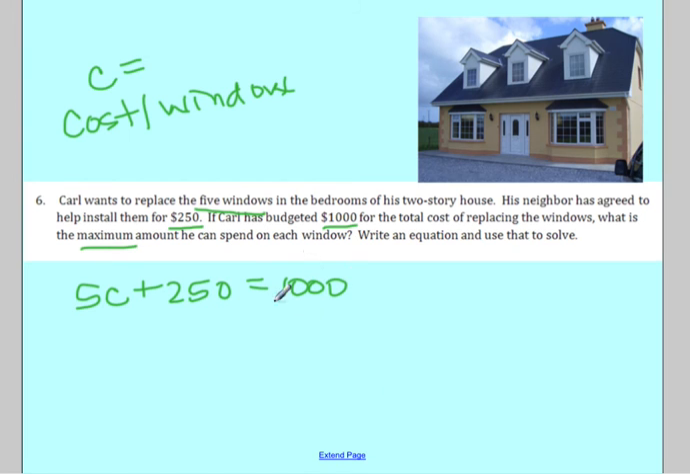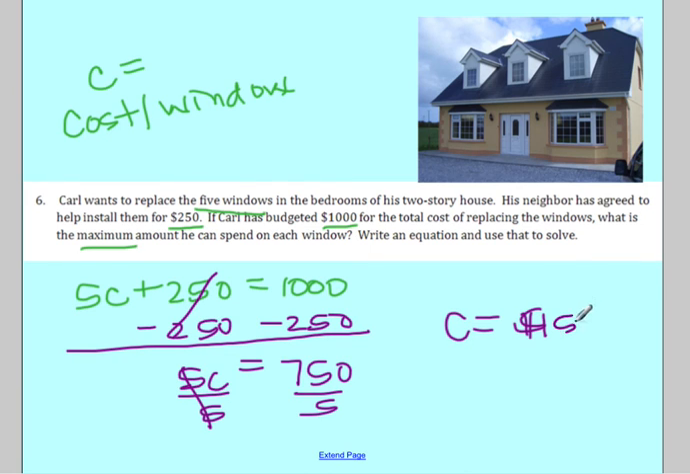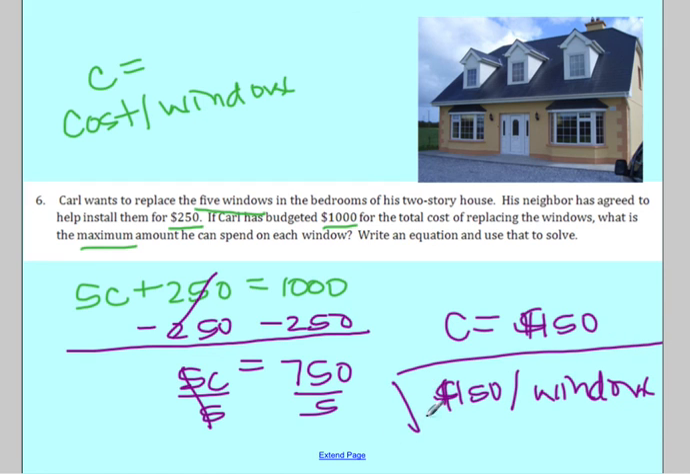Because Carl can only spend $1,000, so we have to solve this. So undoing PEMDAS, we're going to subtract 250 because we have to pay for that labor. So really, Carl only has $750 he can spend in store because he already had to pay for that labor. And then I would divide both sides by 5, and 750 divided by 5 is $150. So that means Carl can spend $150 per window at the store. Okay, so there is my final answer for example 6.